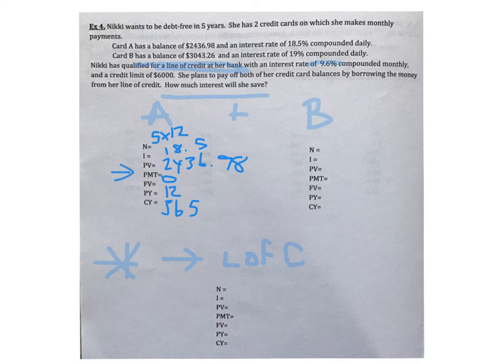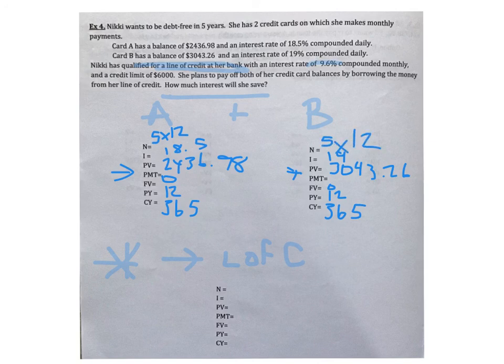Same for card B. Her balance is 304326. Interest rate is 19, compounded daily. So for this one, she's making monthly payments as well. We don't know the payments. We're going to calculate that. Her future value is 0 because she's paying off the loan, and this is also going to be the 5 years of debt-free.